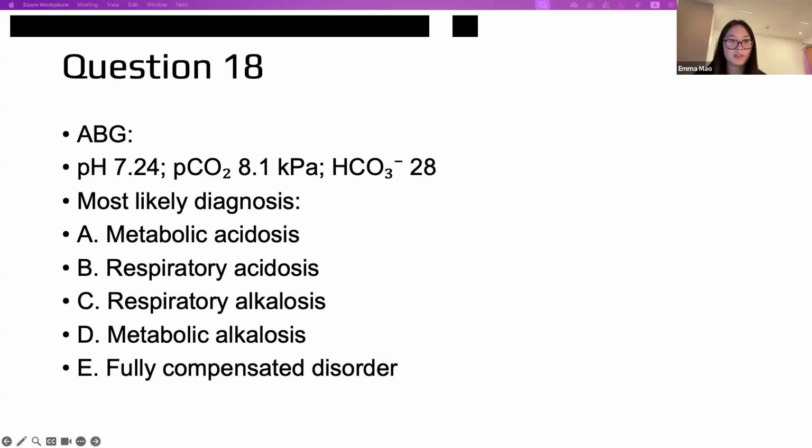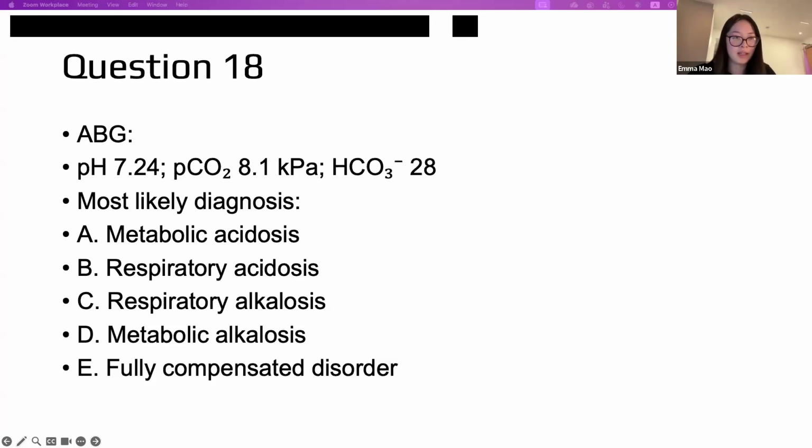So we have an ABG here, and the pH is 7.24. I'll let you guys have a quick look at that first.